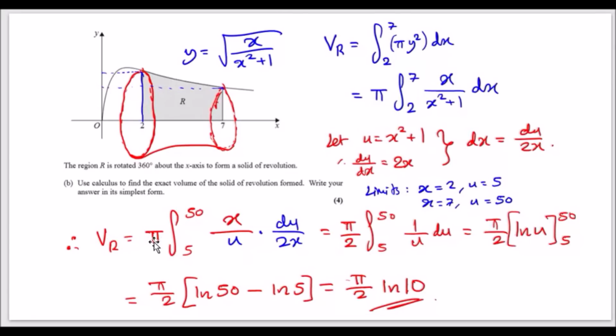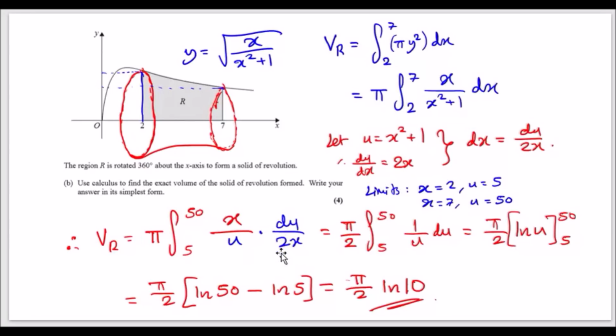So the volume of R is now pi times, instead of 2 to 7 for x, it will be u from 5 to 50. Now replacing: we got x over x squared plus 1. Replacing x squared plus 1 with the variable u would be x over u. And now replacing dx, we're going to get du over 2x. And this is cool. You can look at this carefully and realize you can cancel the 2's.